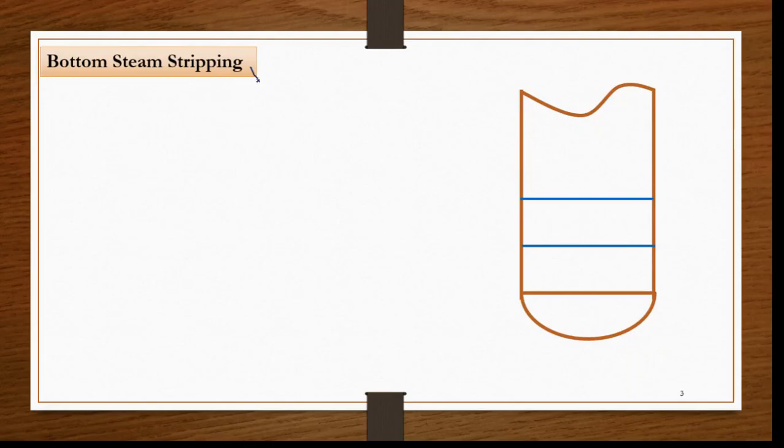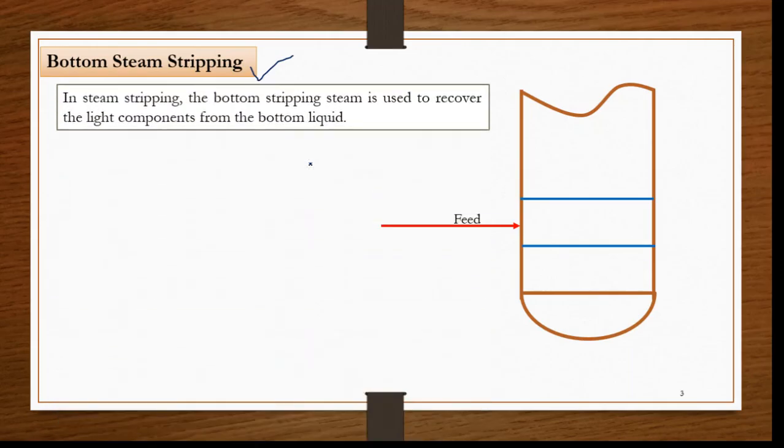The next one is the bottom steam stripping. What is the meaning of bottom steam? It means we are using steam in the atmospheric distillation column. As we know, the feed enters almost at the bottom section, but there is still a stripping section below it. The bottom steam is used for the recovery of lighter components from the bottom liquid, meaning the liquid coming from the feed, from which we can recover some lighter components with the help of steam.